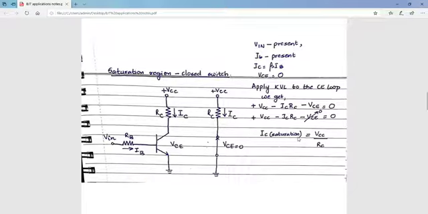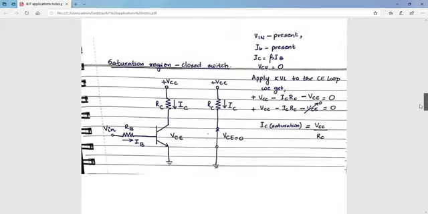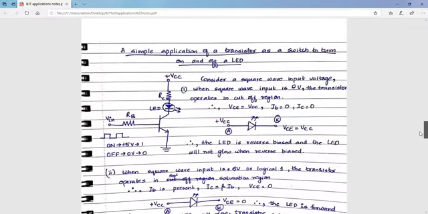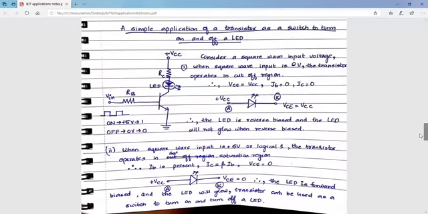So this is equivalent to your saturation current, the collector current in the saturation region. Clear? So this is how you can see your transistor operating as both switches, that is as an on switch and an off switch.